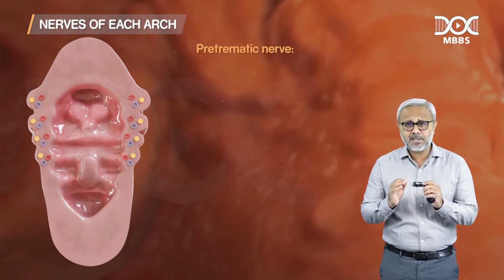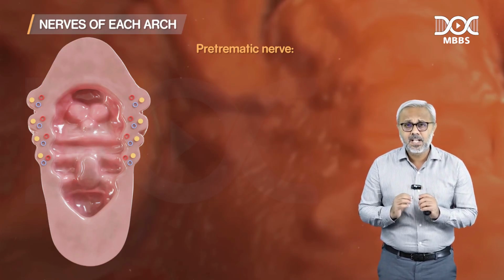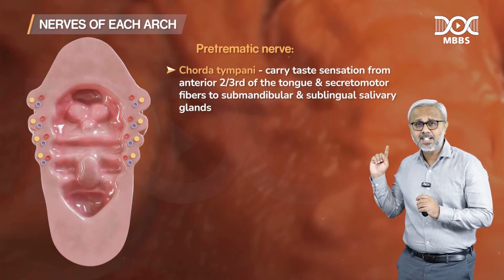What about pretrematic nerves then? The first arch has its pretrematic nerve as the chorda tympani.